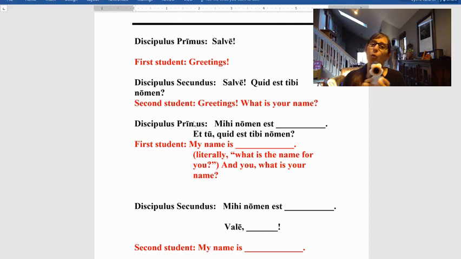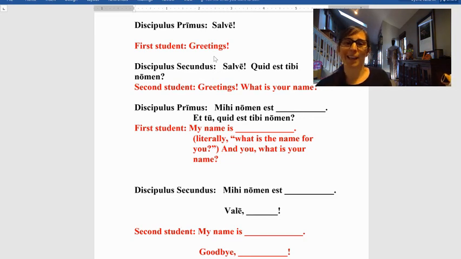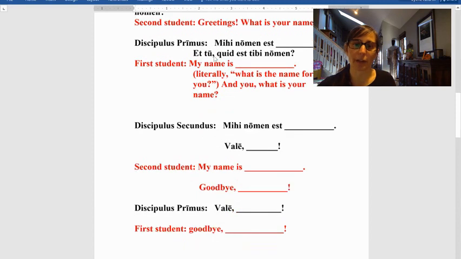So I've got pinguinos. I've got a little penguin here. So pinguinos and I would say salve. You would say, salve, quid est tibi nomen? Oh, mihi nomen est Mrs. Byers. Et tu, quid est tibi nomen? And he would say, mihi nomen est pinguinos. Vale, Mrs. Byers. Then I would say, vale, pinguinos. Oops, sorry, I'll move it down for you. And I would say, vale, pinguinos.